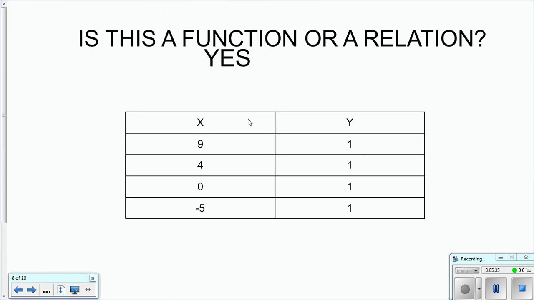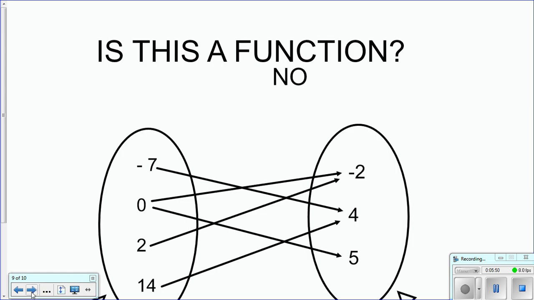Alright, so here's the table. Is this a function? Yes, because there's no repeats of the x's. It's okay if the y's repeat, but the x's cannot. So that is a function.